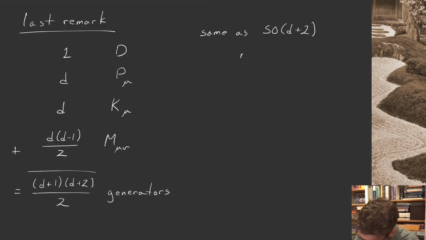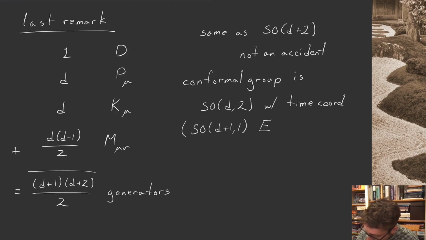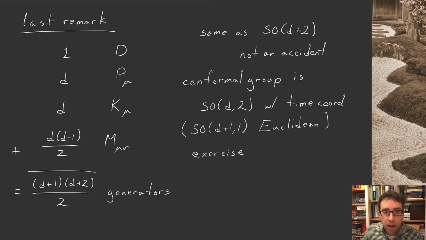And this is not an accident. The conformal group is SO(D,2) if you have a time coordinate, with signature (1, D minus 1), or it's also SO(D plus 1, 1) in the Euclidean case where time is just like any of the other coordinates. I've left this for you as an exercise, to see in detail how the generators can be put in a more standard form that should be familiar to you from the SO(D) rotation group.